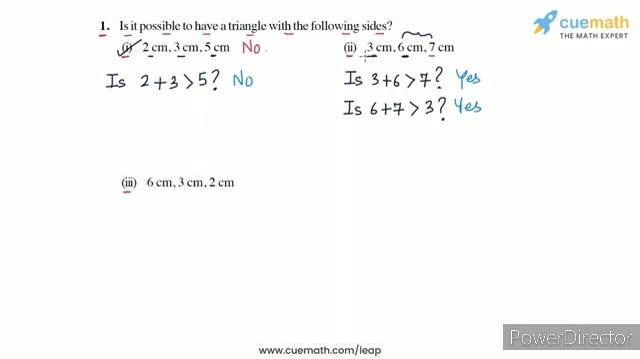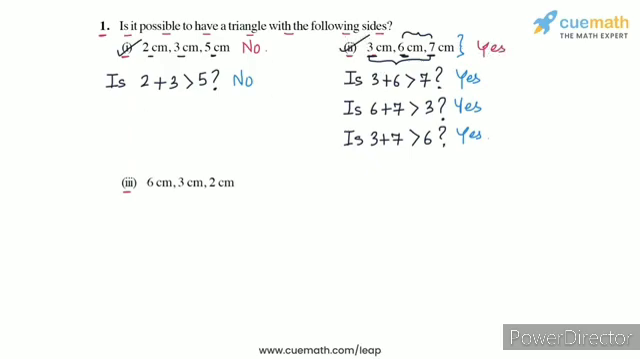And then we check the sum of the first and the third one. So is 3 plus 7 greater than the second one? So is 3 plus 7 greater than 6? And 3 plus 7 is 10, and 10 is greater than 6. So the answer is yes to this as well. So for this set of sides, the sum of each pair is greater than the third side, and therefore it is possible to have a triangle with these 3 sides. So the answer is yes for part 2.